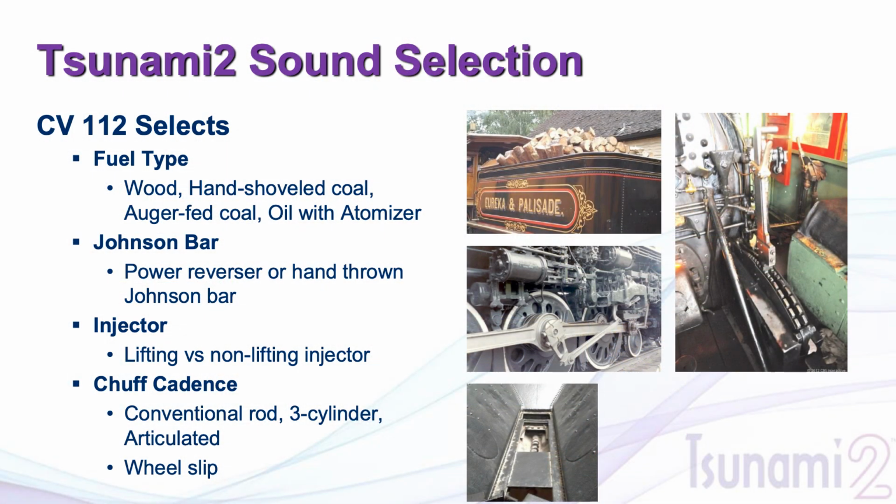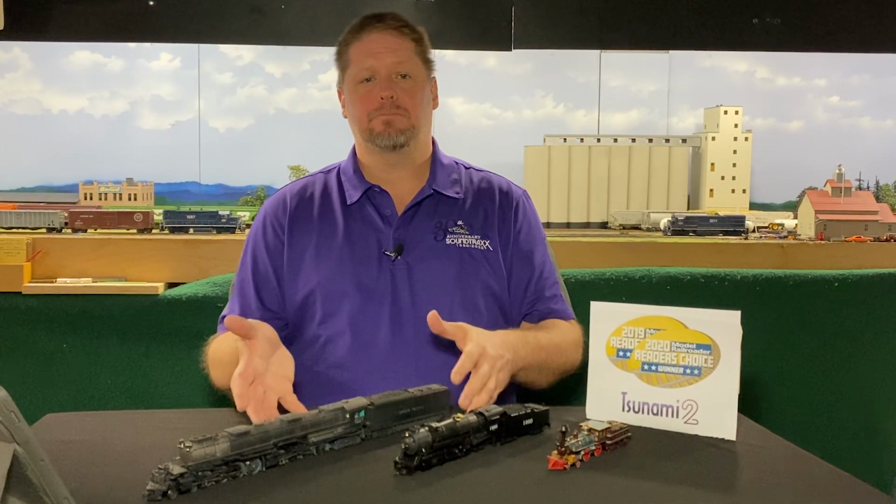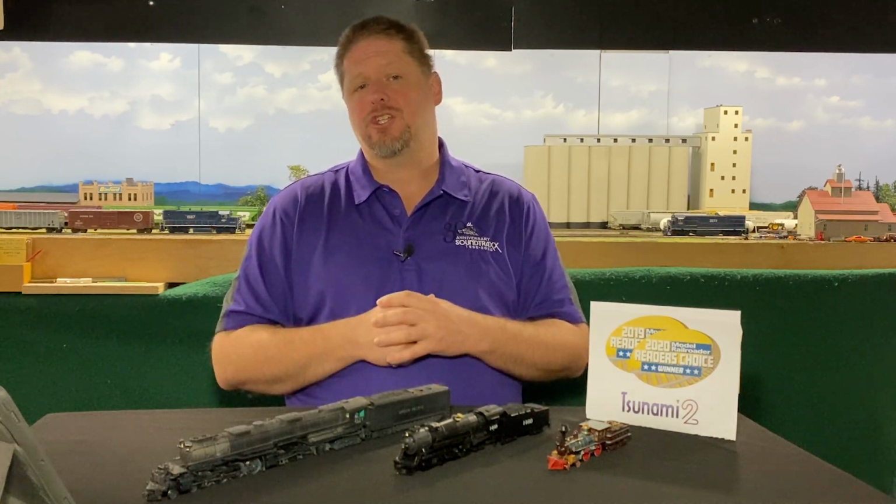Now in CV112, you can also select the type of reverser that's being used, whether it's a manual Johnson bar like you would see in this smaller locomotive, or a big heavy power reverse like you would see in these bigger locomotives. You can determine which one plays when you change directions.